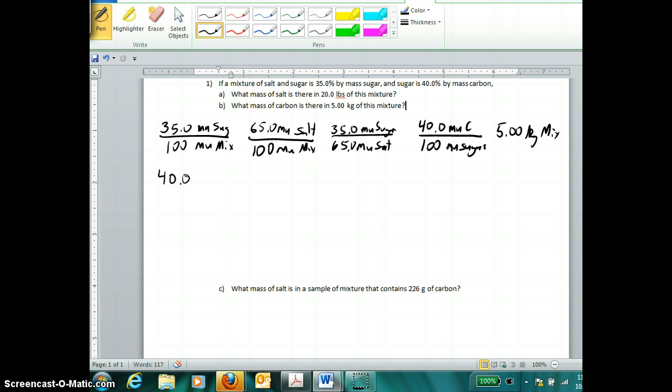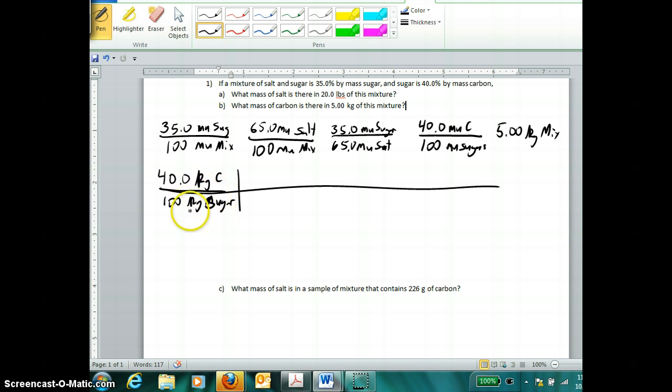Now I need to pick mass units. I need to commit to some sort of units of mass. And since I see kilograms used later in the problem, it might save me time by writing 40 kilograms of carbon for every 100 kilograms of mix, or excuse me, sugar. Now, that essentially is the answer I want, a mass of carbon.